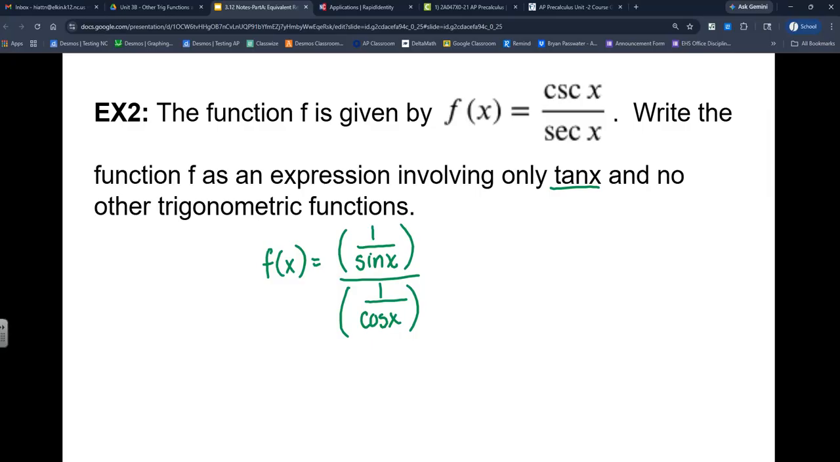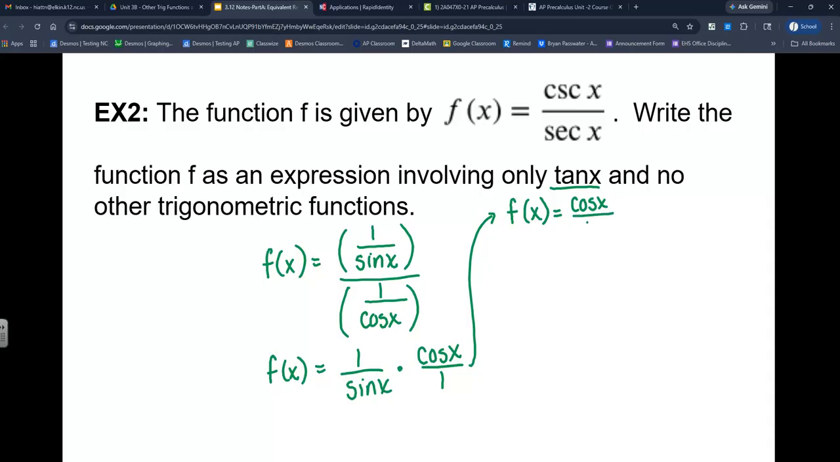I think I heard it. Flip the second and multiply, right? So I could write this as 1 over sine x times cosine x over 1. And when I multiply those two things together, I'm out of room. I also don't know why this has started showing up and I don't like it. Actually, okay. So f of x equals cosine x over sine x.